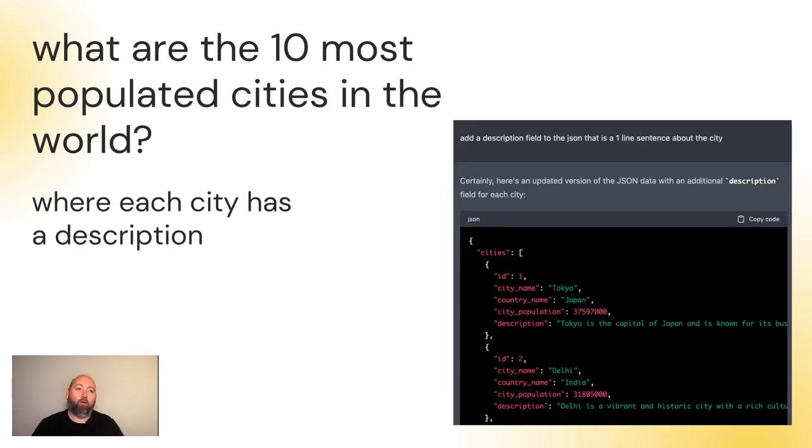I then thought, well, let's add some more properties. So now I want to add a description. So I'm going to say, add a description to each city and add a one-line sentence about that city to the description. And it just did it. It was unbelievable.